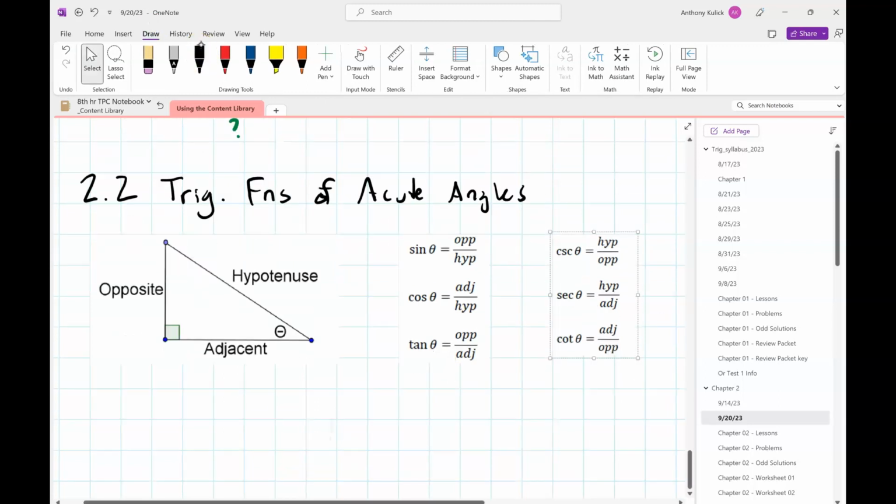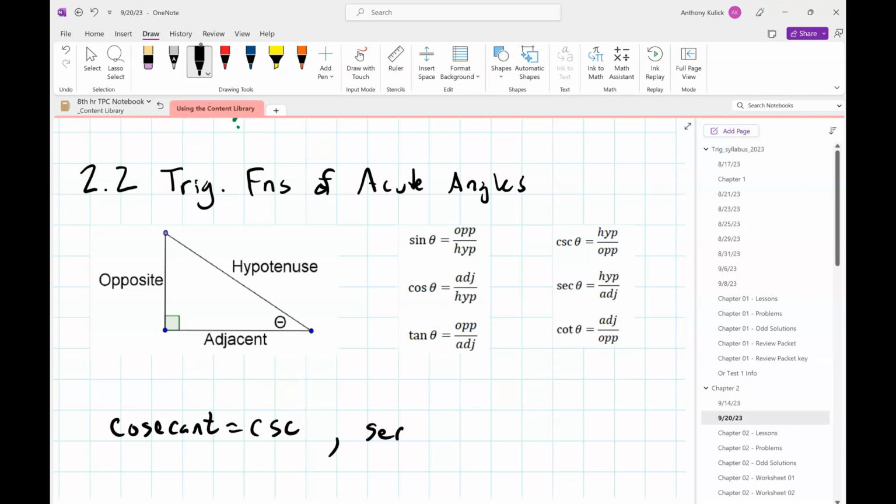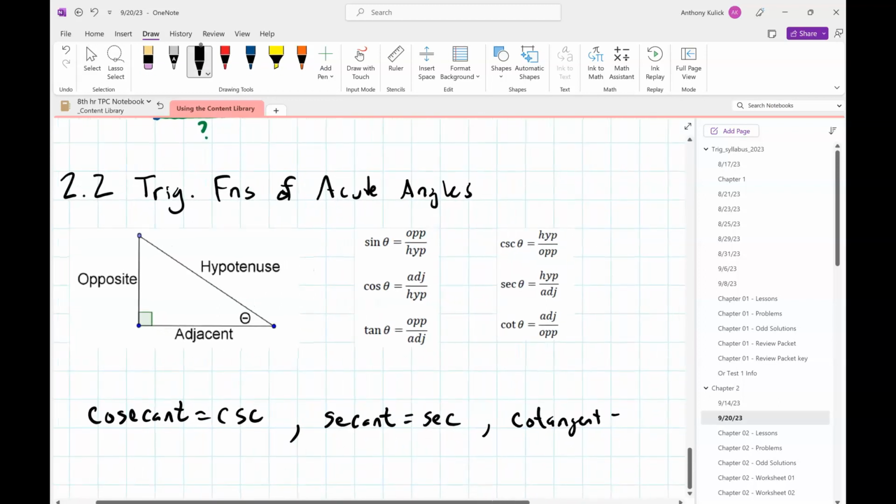So these 3 new ones: the first one's called cosecant, which we abbreviate as CSC. And then there's secant, which we abbreviate as SEC. And then cotangent, which we abbreviate as COT.